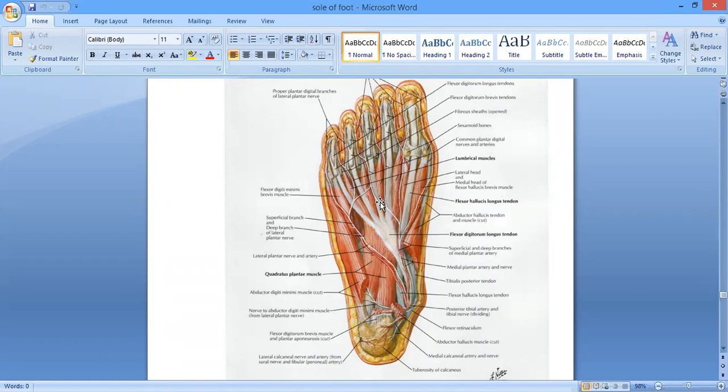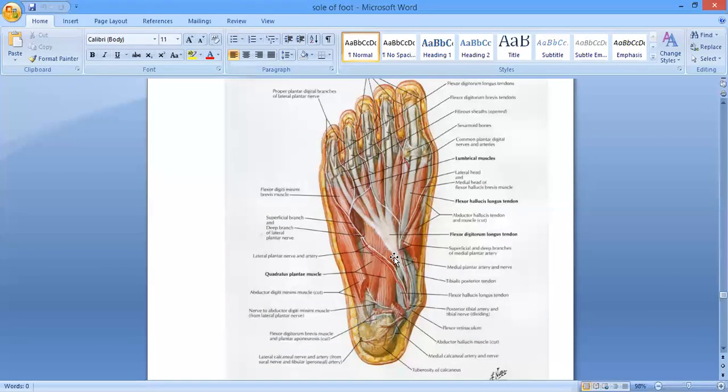Okay, the tendon is passing forwards and enters the fibrous flexor sheath, and then it is going to perforate the tendon of the flexor digitorum brevis muscle and is going to be inserted at the base of the distal phalanx of the lateral four toes. Clear? Okay. Now the tendon of the flexor hallucis longus.